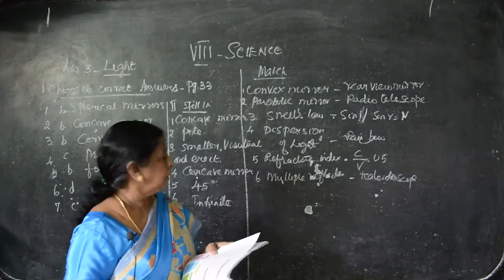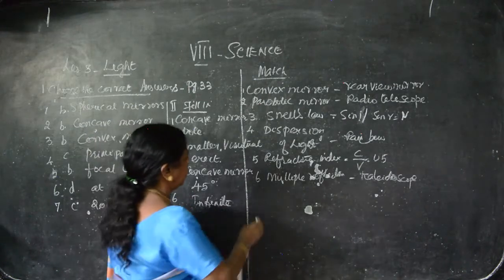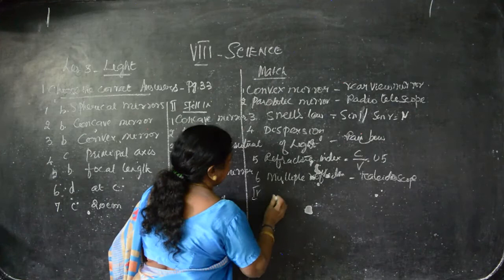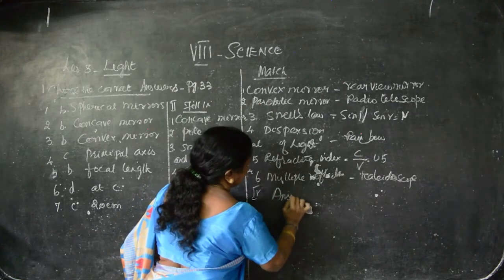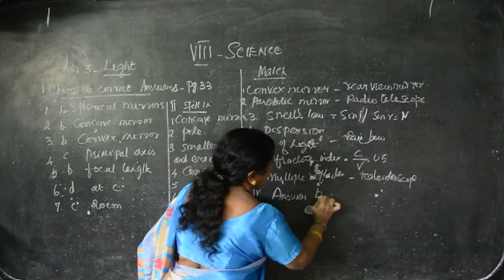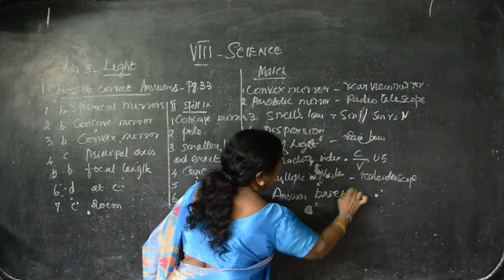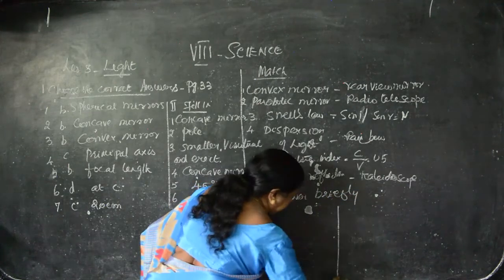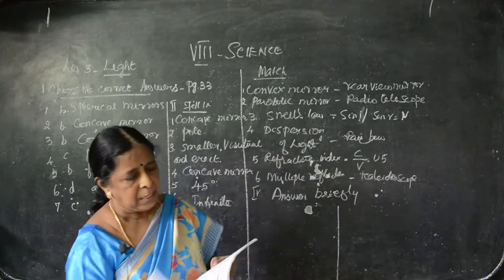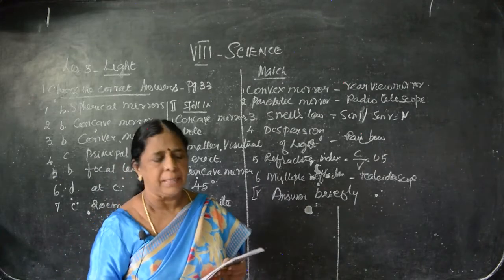Short answers. Answer briefly. Roman number 4. Answer briefly. All the answers are given in the book. So, I'll say the page numbers. You just take down the page numbers and write neatly. Clear? Answer briefly. Define focal length.